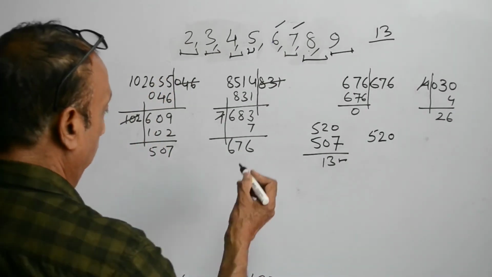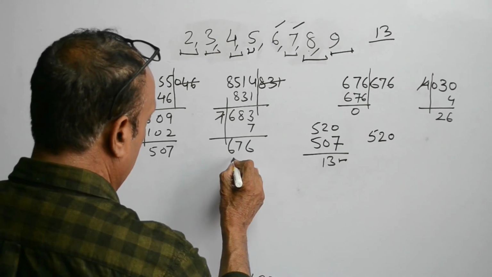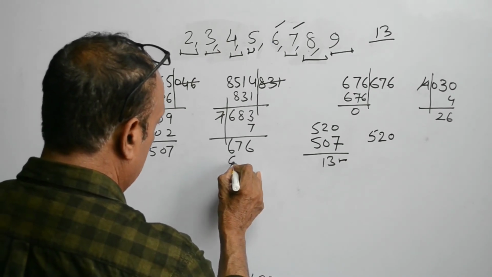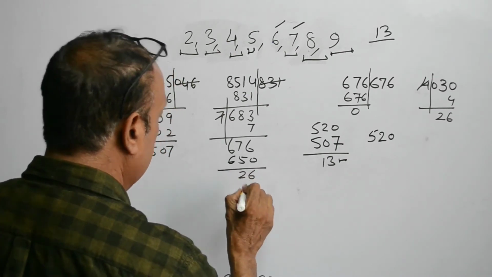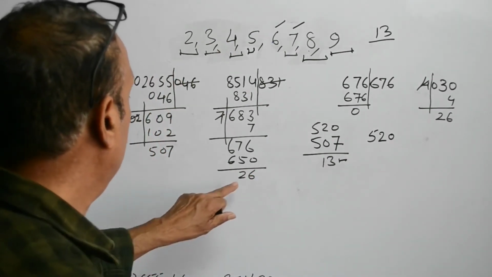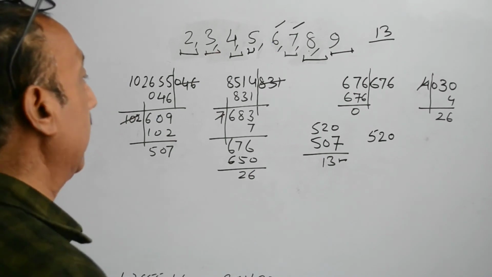Here again we can find out a number. In my mind comes 650. So when we deduct it, we get 26. 26 is divisible by 13. So this number is also divisible by 13.